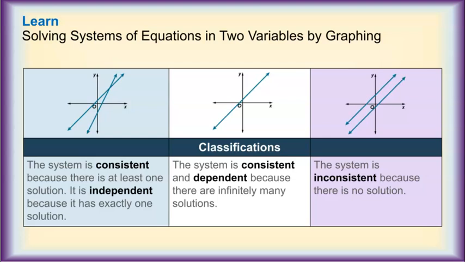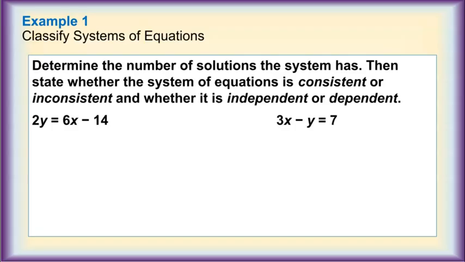So let's take a look at some examples. We're going to determine the number of solutions the system has and then state whether the system of equations is consistent or inconsistent. And if you say it's consistent, then you have to write if it's independent or dependent. Now, one way of doing these, to determine if these will cross, is the first thing I would do is put them into y equals mx plus b.